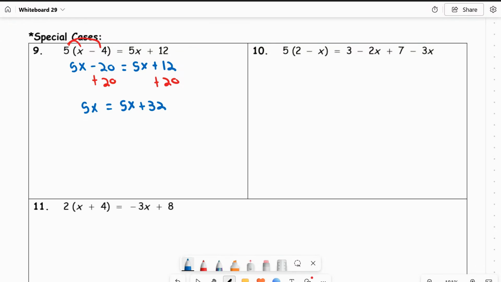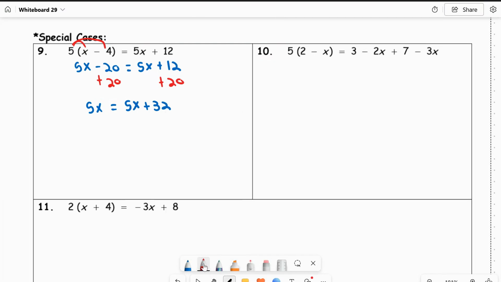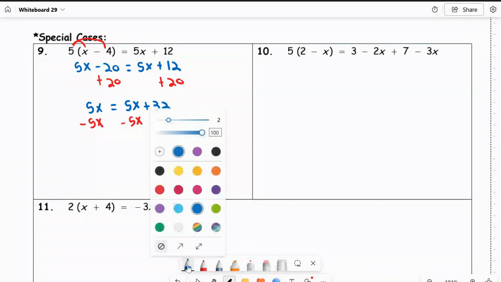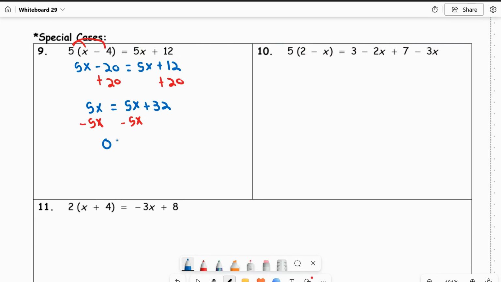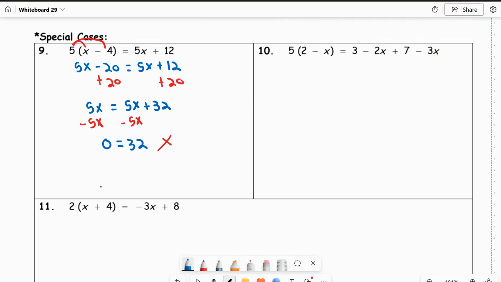At this point, let's get all of our x's to one side. So I am going to subtract 5x over to the left side. And that's going to leave me with 0 equals 32. So whenever you get rid of all your variables, that's when you have to start looking for infinite solutions, no solution, whatever the case is. 0 does not equal 32. We know that for sure. So in this case, we would have no solution.